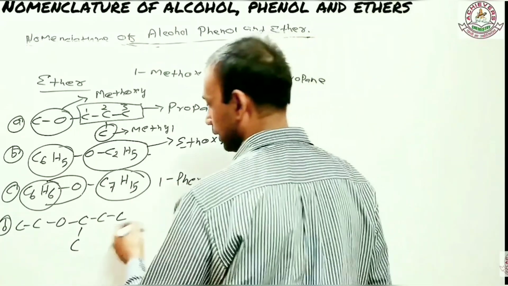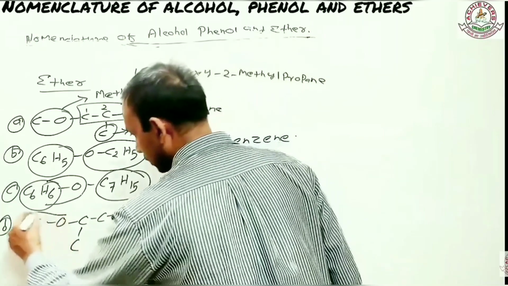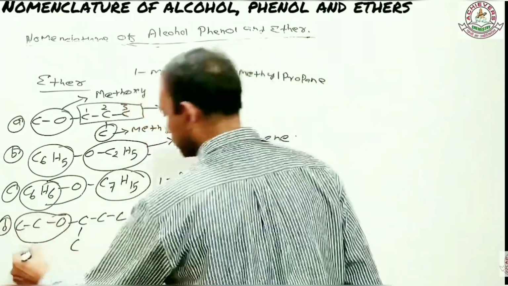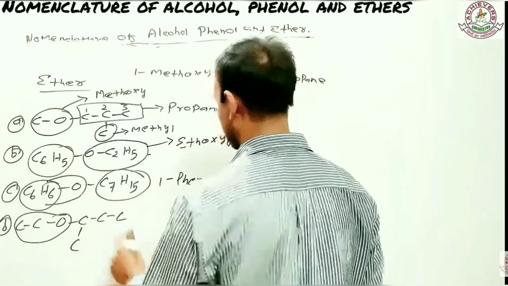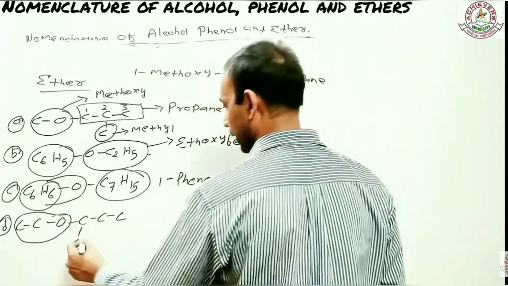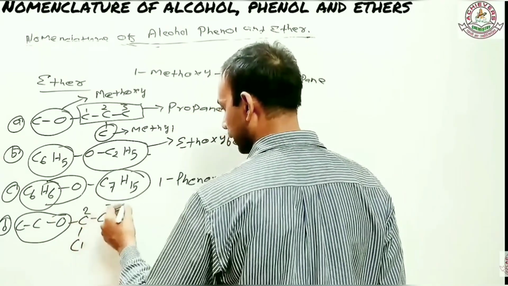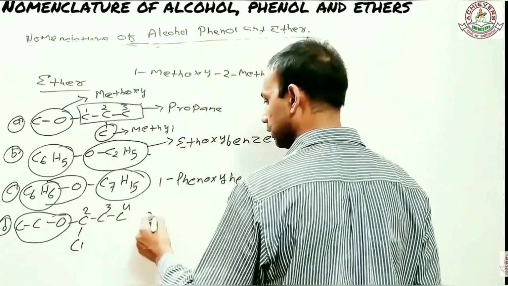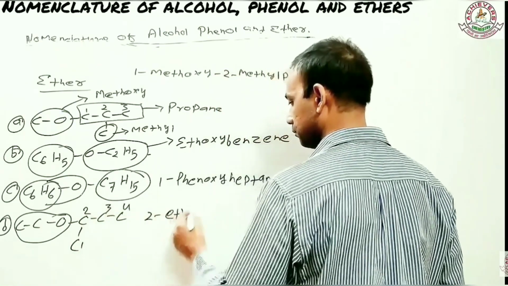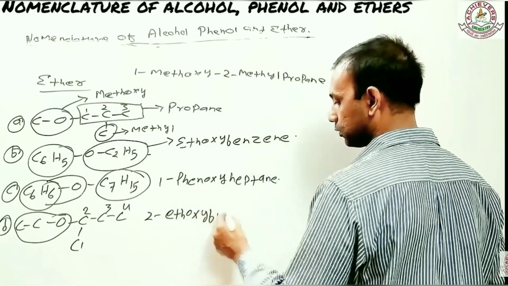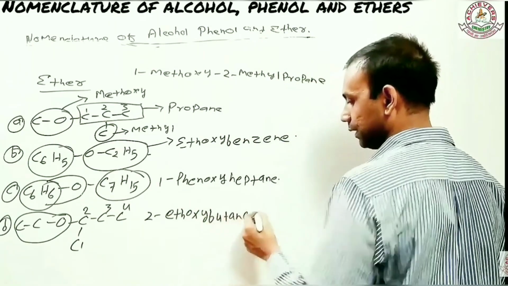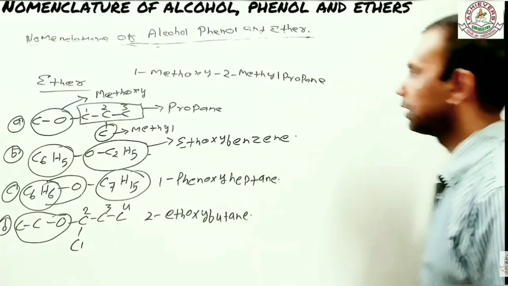And let's come to the last one. As you see, there are 2 carbon only. So that's going to be ethoxy, and there are 1, 2, 3, 4 carbon. So this is going to be 2 ethoxy butane. That's it. So this is how ethers are named.